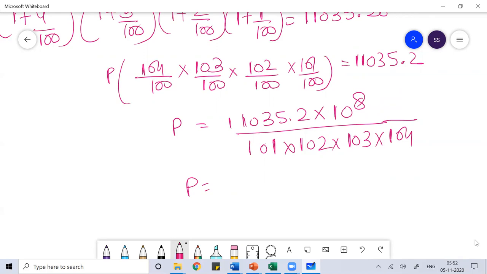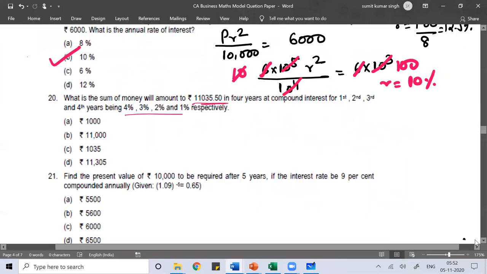11,035.2 divided by 101 into 102 into 103 into 104, into 2, 4, 6, 8 zeros. So you'll get 9999.